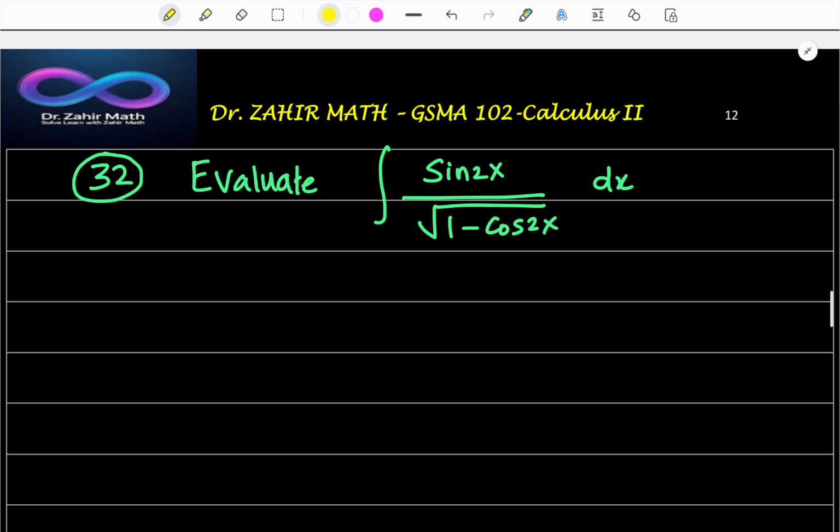I'm not sure which question is going to come. Let's see. Let's go to the next question. Again, sine theta, cosine theta, but it is sine 2x.